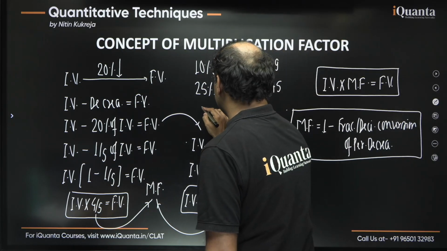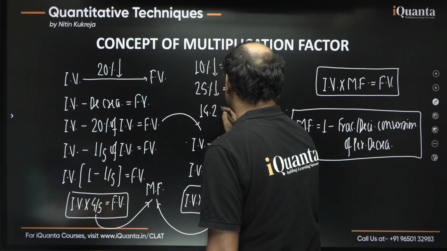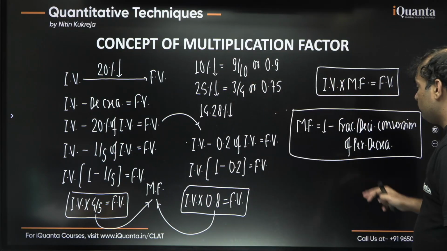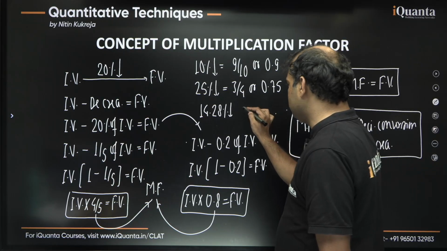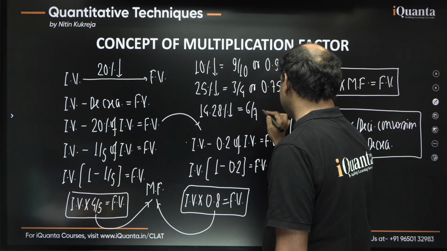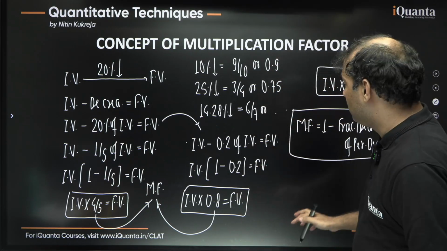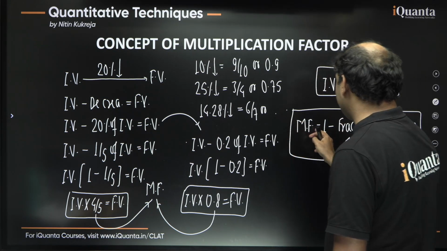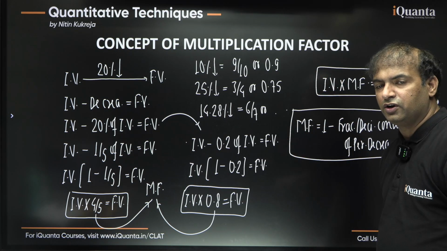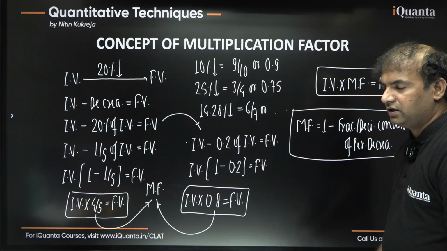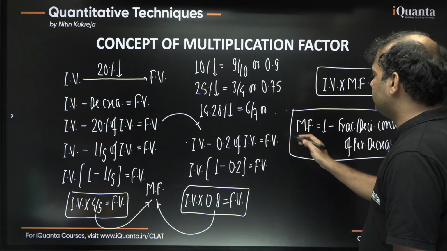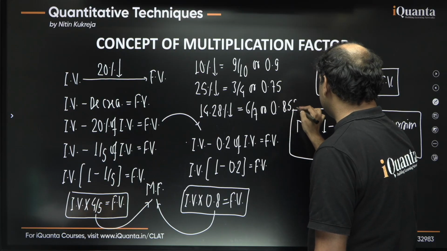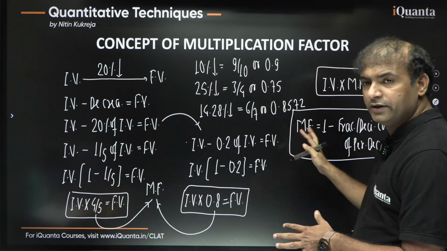Suppose we have 14.28%. So 14.28% in fraction is 1 by 7. And this will be 1 minus 1 by 7, simply 6 by 7. And in decimals, again, 14.28% is 0.1428. And we'll write 1 minus 0.1428, which is too much time taking. So 1 minus 0.1428 will give us how much? We'll say 0.8572. So guys, you can imagine who is going to do that.